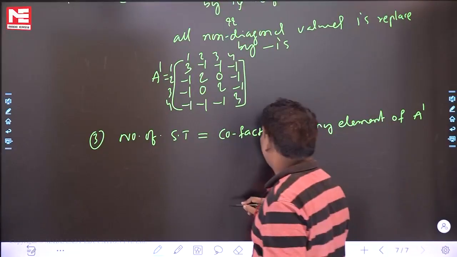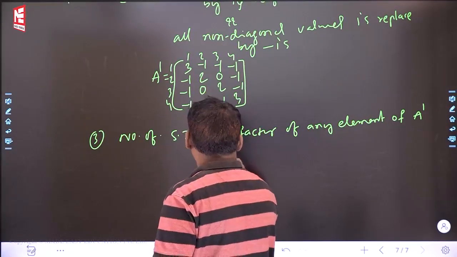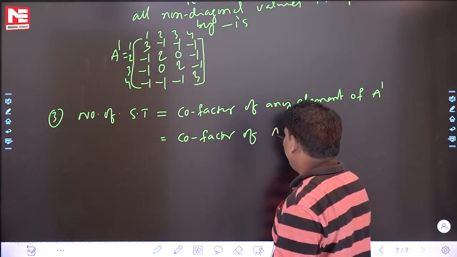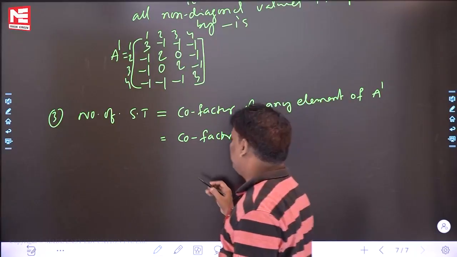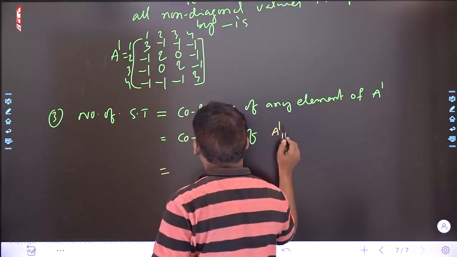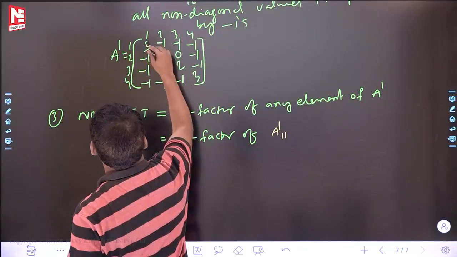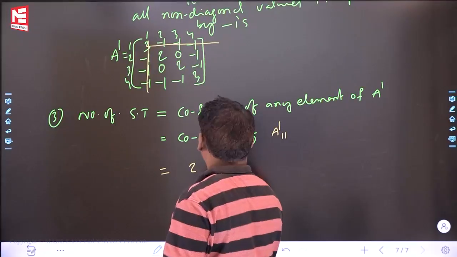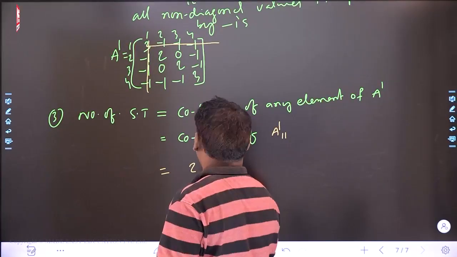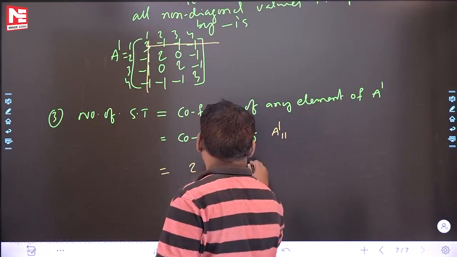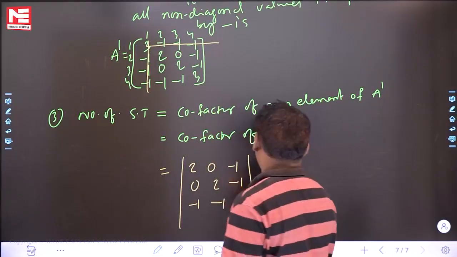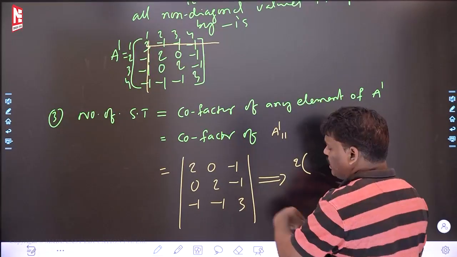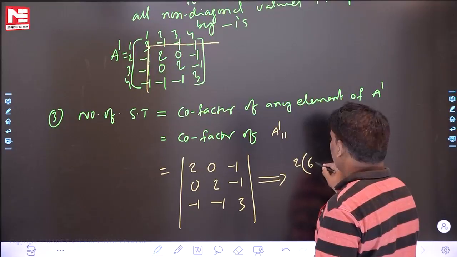Some people are asking, sir, what is the meaning of this? Let me find out the cofactor of A dash 1 1. That row, that column we have to eliminate, first row, first column, cancel. What are the remaining? 2 0 -1, 0 2 -1, -1 -1 3. To this we have to find the determinant, that is the meaning of cofactor. So the answer is 2 into that row, that column remaining, 6 minus 1.